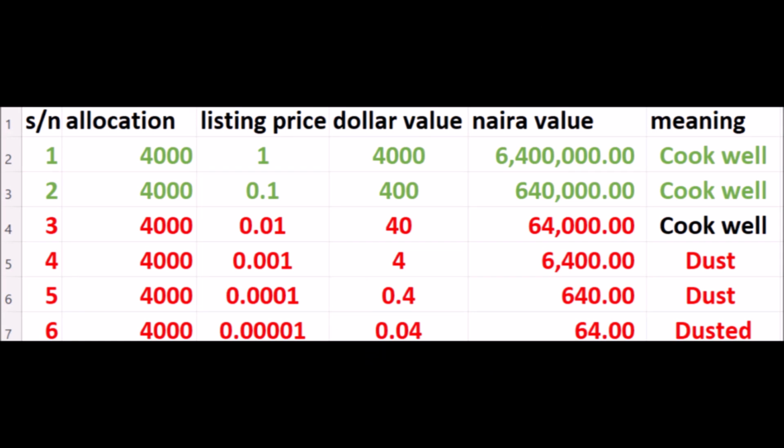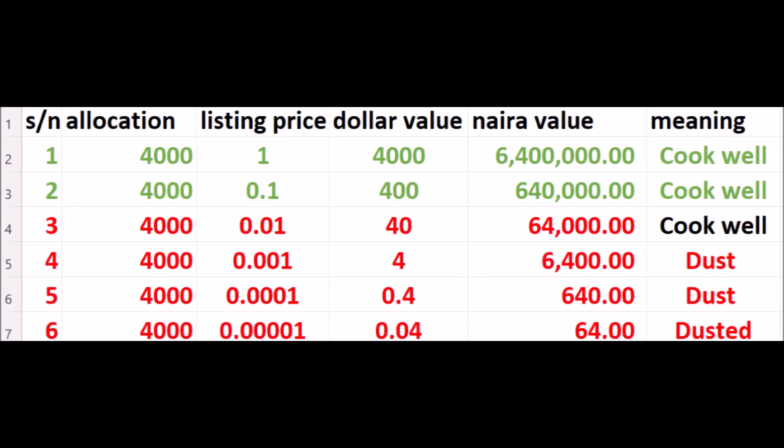Let's just hope for the best that at least the listing price of this PAWS gets either $1 or 0.1 or 0.01. Anything outside 0.01 is going to be dust for me. So what do you think? Let me know your views in the comment section below. So we shall know the actual listing price in the next few days.